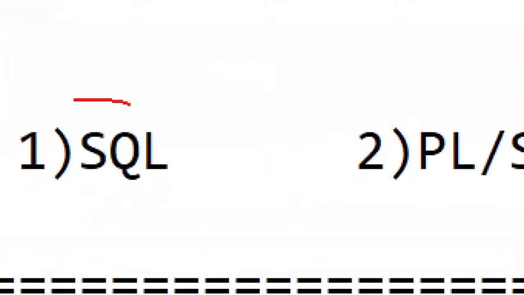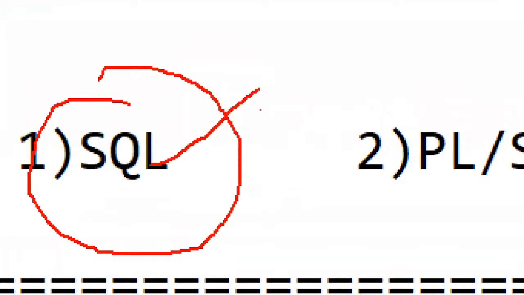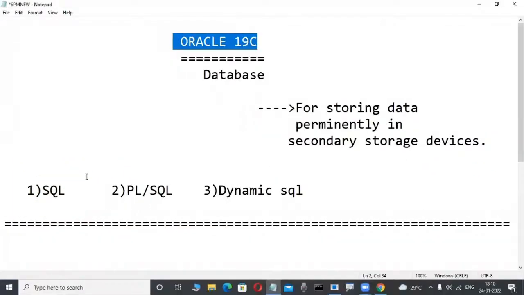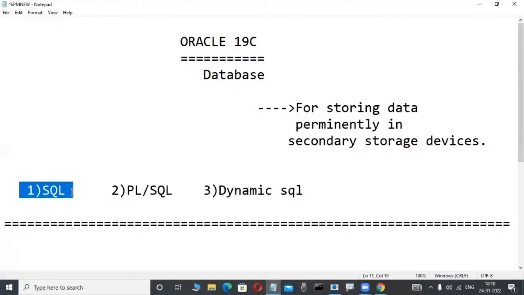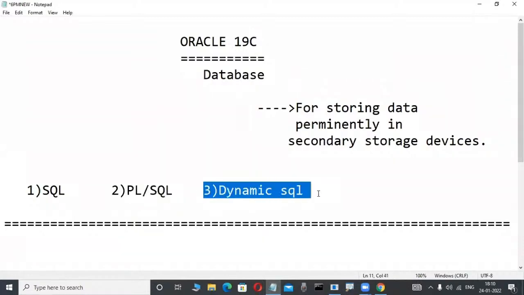What is that one? SQL is a language, structured query language. But in the Oracle product we are operating, it is not only the SQL language, there are three languages. One is SQL, another one is PLSQL, procedural language extension for SQL. Another one is dynamic SQL.